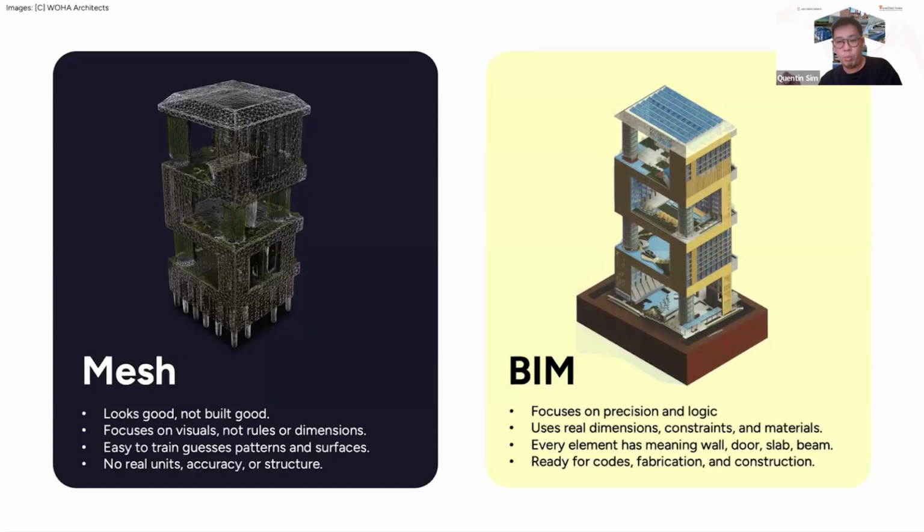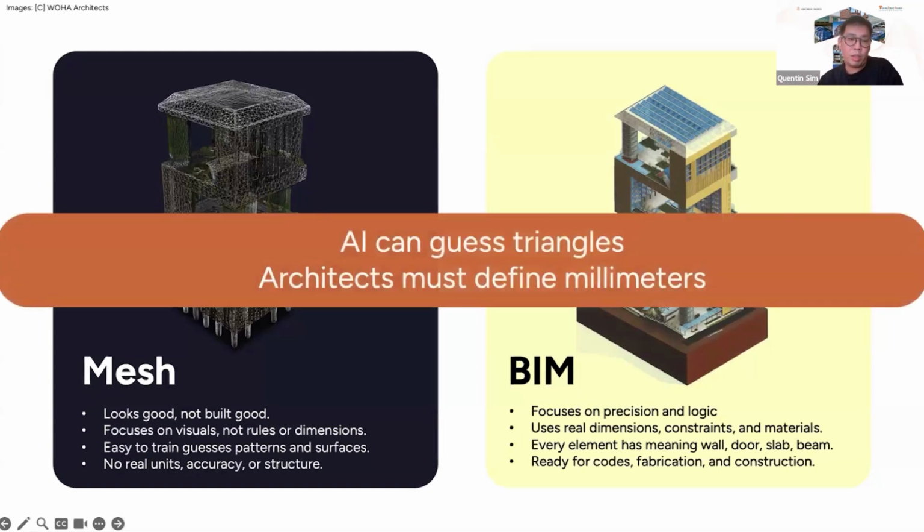But that's not that true, because in architecture, as we know, we need to use something called BIM, because we need precision and logic. It needs to understand dimensions, constraints, materials, and real world conditions. You need to understand that it needs to be fabricated. So I would say that AI can guess the triangles very well, but as architects and engineers, you have to define down to the millimeters.